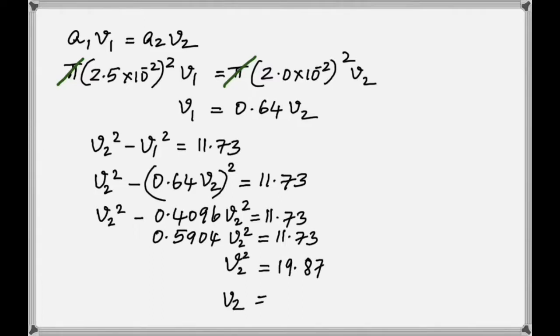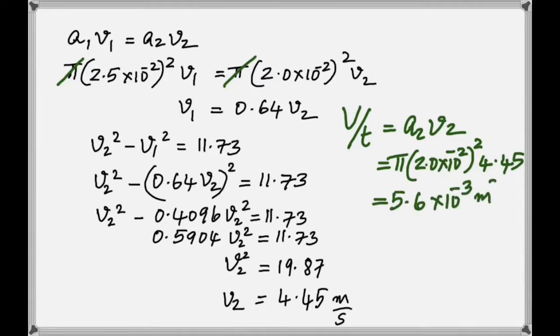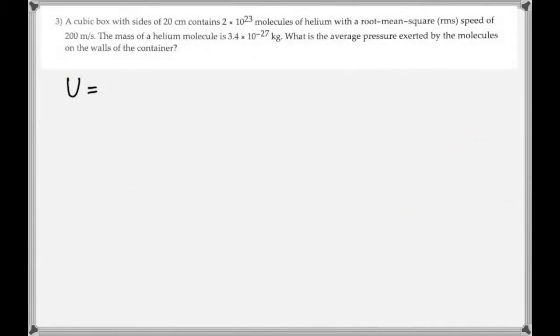From which you get V2 squared. Take the square root of that, and you get the velocity as 4.45 meters per second. Once you get the velocity, just do A2 times V2. That is A2, and we just got V2, so multiply with that, and you get the volume flowing in 1 second as 5.6 times 10 to the negative 3 meter cubed per second. Now that's an important question, and make sure you understand this.